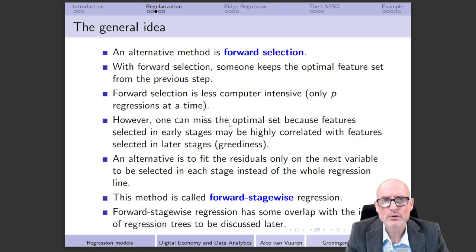Well, an alternative to forward selection, which is even faster, is to fit the residuals only on the next variable to be selected in each stage instead of the whole regression line. That implies that forward selection still actually takes all the regressors, all the features, into account.